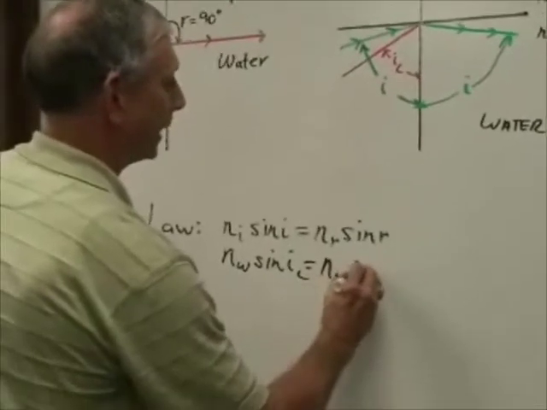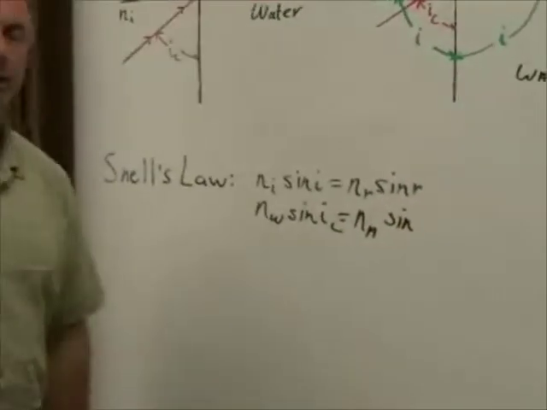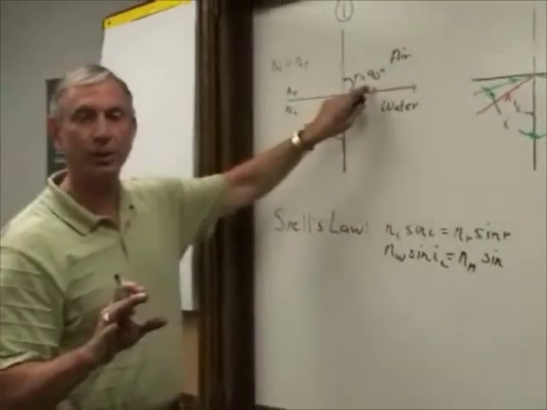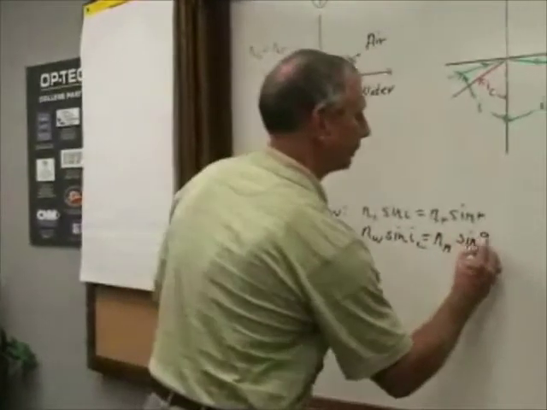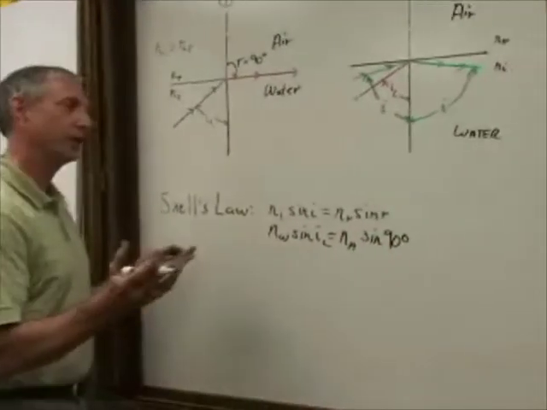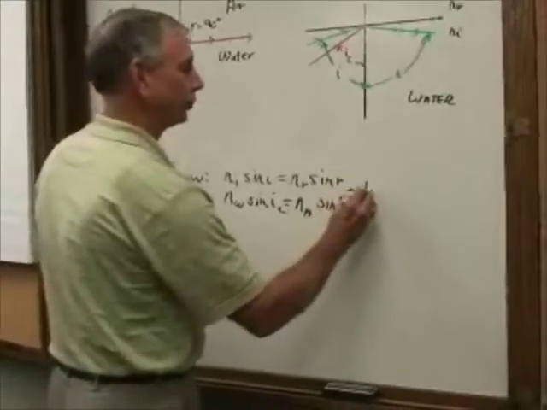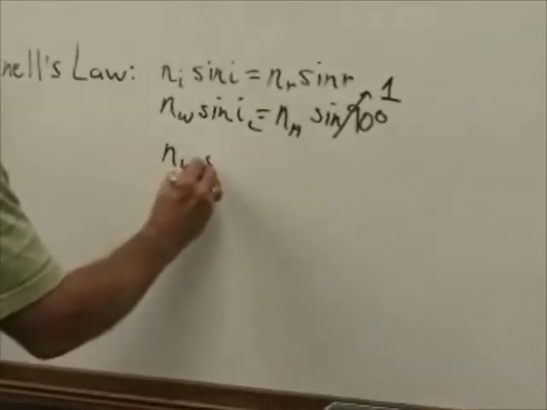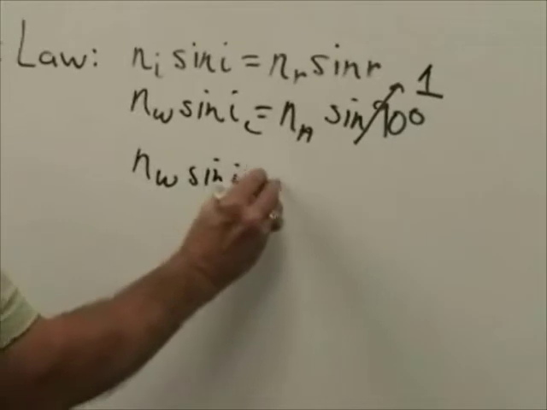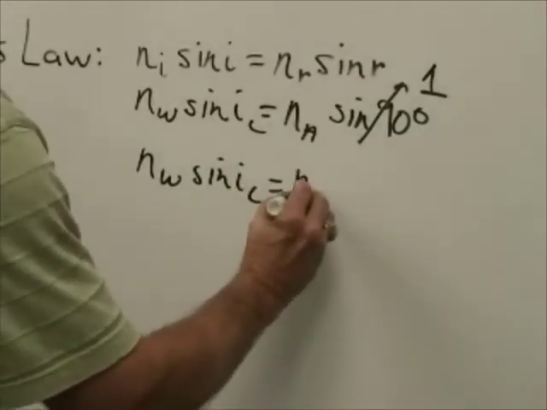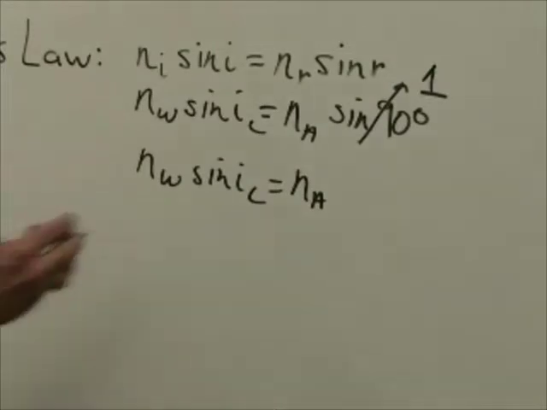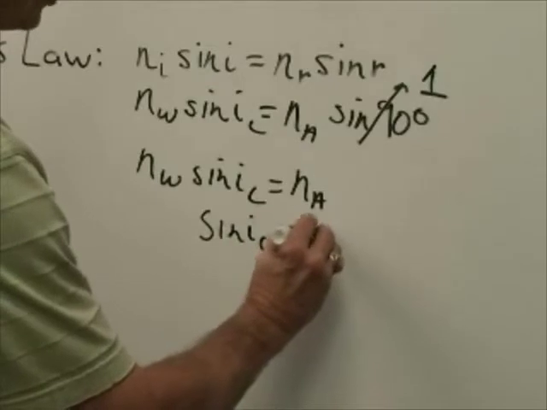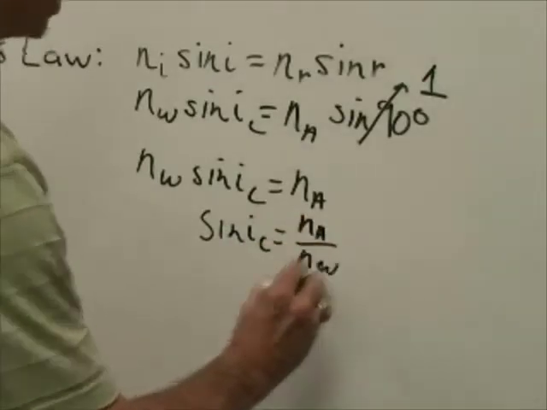And that's multiplied by the sine of the refracted angle. Once again, since it's now at the critical angle, I know what the measure of that angle is. It's 90 degrees. So I'm going to put 90 degrees in here. And I know that the sine of 90 degrees is equal to 1. So now I have the equation that the index of refraction of water times the sine of the critical angle is equal to the index of refraction of the air. Simple algebra will say that then the sine of the critical angle is equal to the index of refraction of air divided by the index of refraction of water.